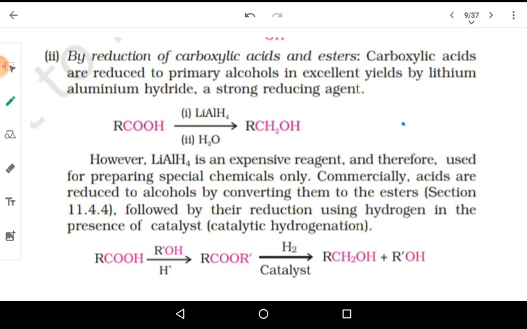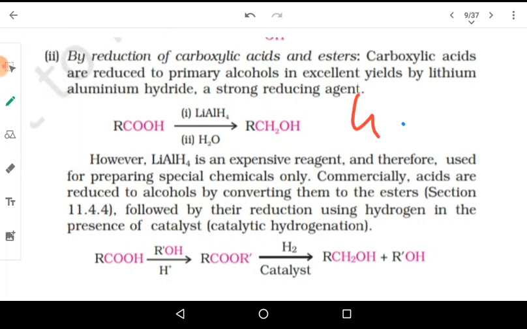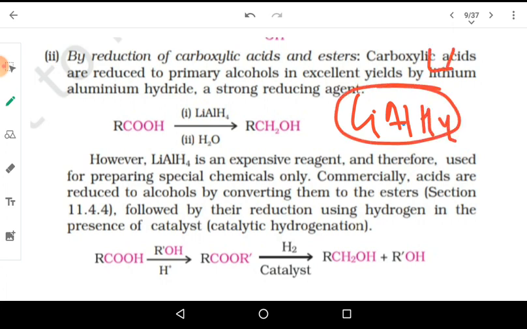Now let us talk about the next method of preparation, which is from carboxylic acids and also from esters. As you can see, carboxylic acids and esters have two oxygens. One oxygen is double bonded to carbon and another is single bonded to carbon. So here we have to use a stronger reducing agent, and the reagent used over here is lithium aluminium hydride, LiAlH4.